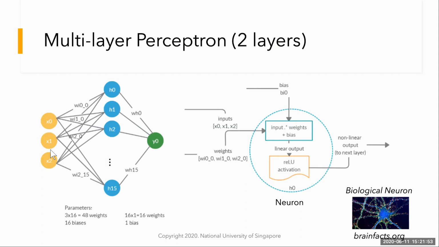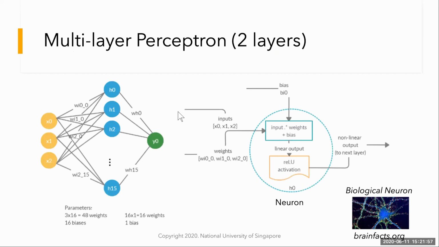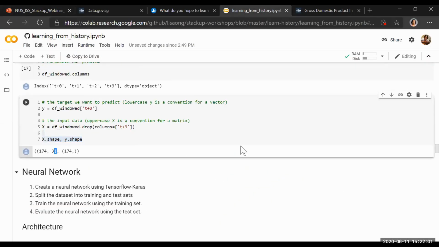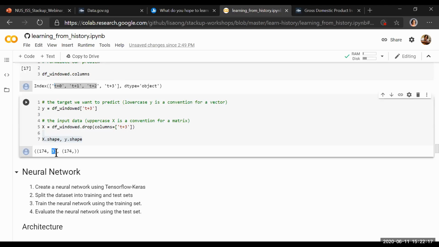Let me go to my... Here, I have 3 inputs, right? I chose these 3 as my inputs, and my output is this. So my neural network will take in 3 and output 1. Here, it will take in 3 and output 1. Keep that in mind when you look at the architecture. Okay, so we switch back to the slides.